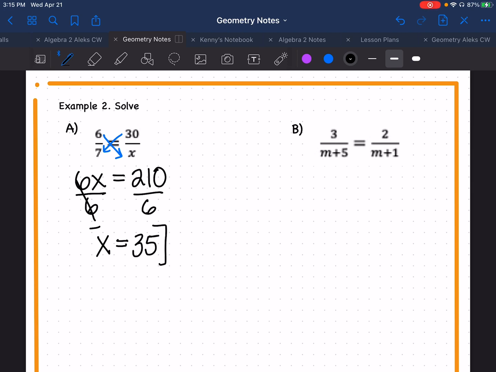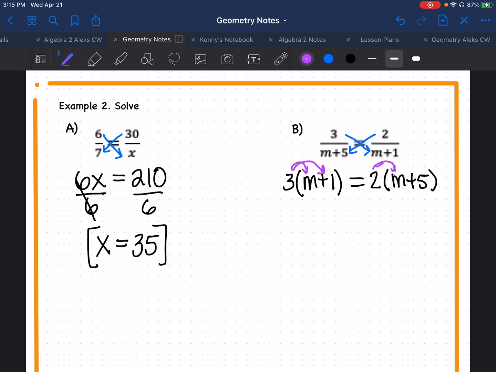All right, take a look at my second one. It is very important that I multiply across. I have to multiply the 3 times the m plus 1. Notice how my parentheses showed up. That's because I have to multiply the number times everything in the denominator. Same here, I've got to do 2 times m plus 5. So I have to distribute the 3 on this side, and distribute the 2 on that side, giving me 3m plus 3 equals 2m plus 10.